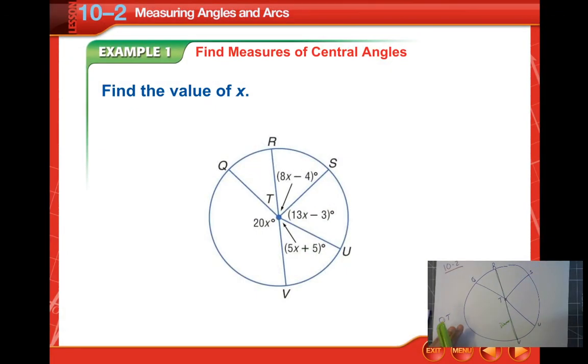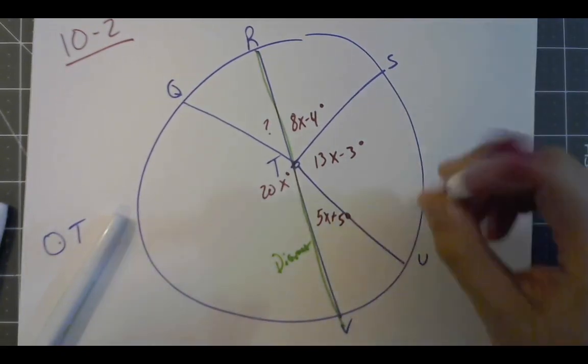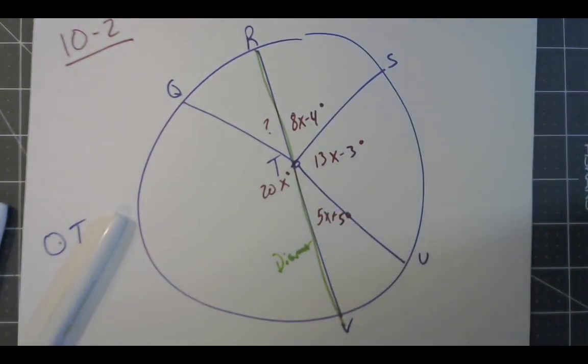We have a couple other little pieces we can throw in here. We know this section right here is 20x degrees. We don't know this. We know this is 8x minus 4 degrees, and we know this is 13x minus 3 degrees. And lastly, this is 5x plus 5 degrees. Okay, so that is actually everything we know. What we're trying to do is to find x. If we have x, we can actually find any of these 4 angles by just plugging it in.